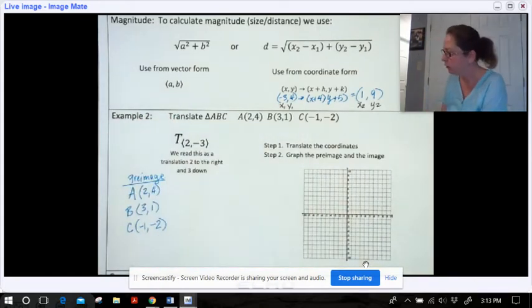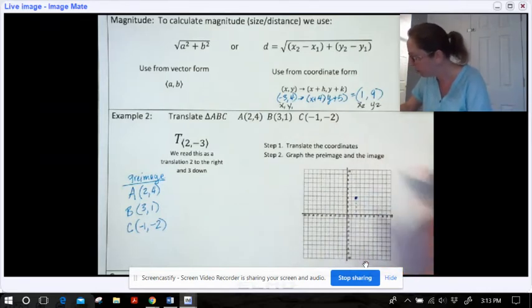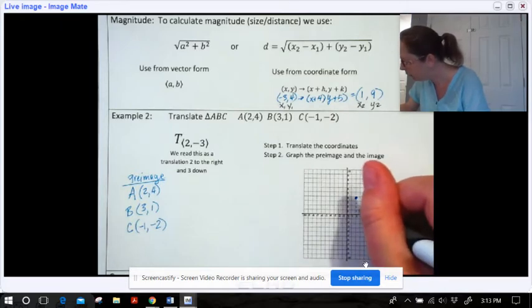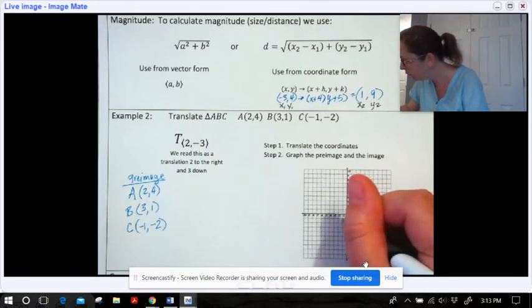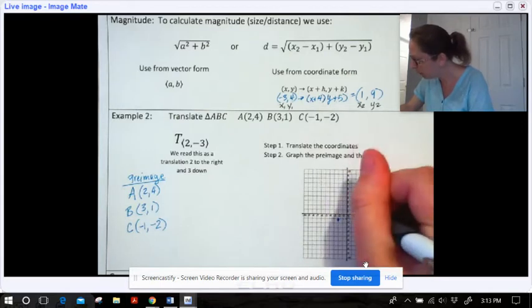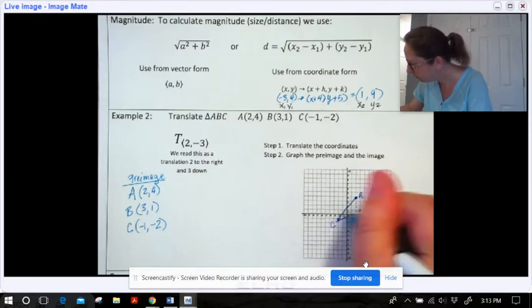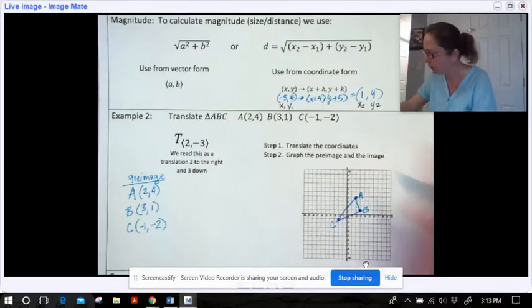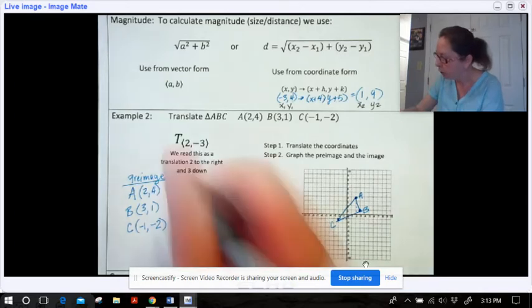Okay, so let's plot that: over 2, up 4; over 3, up 1; and then -1, -2. And this was A, B, C. Okay, so this is my pre-image. Now here's what I'm going to do. I'm going to apply the vector, okay?